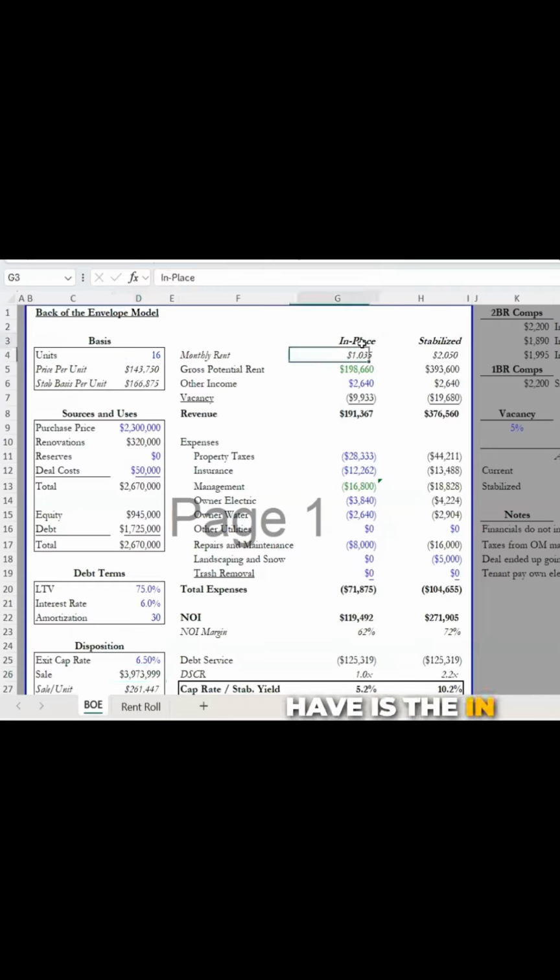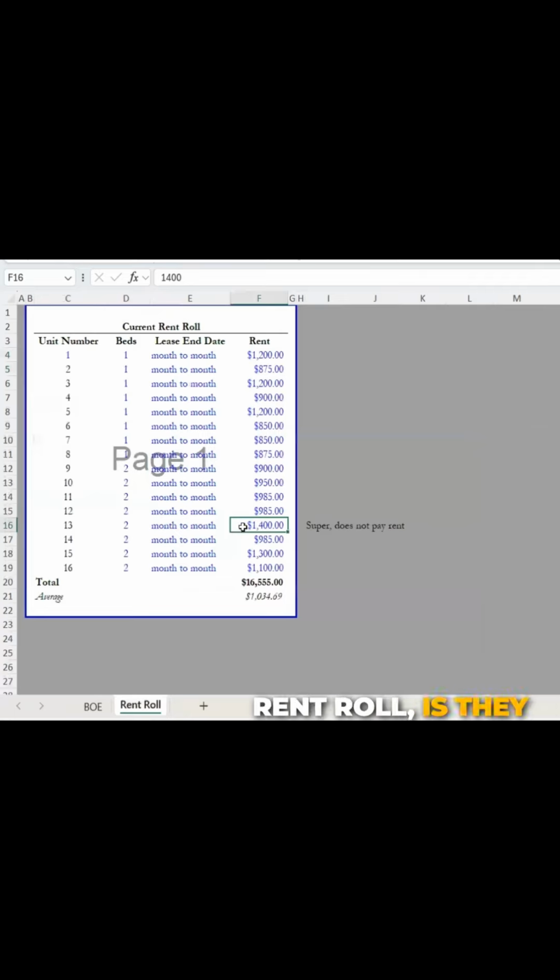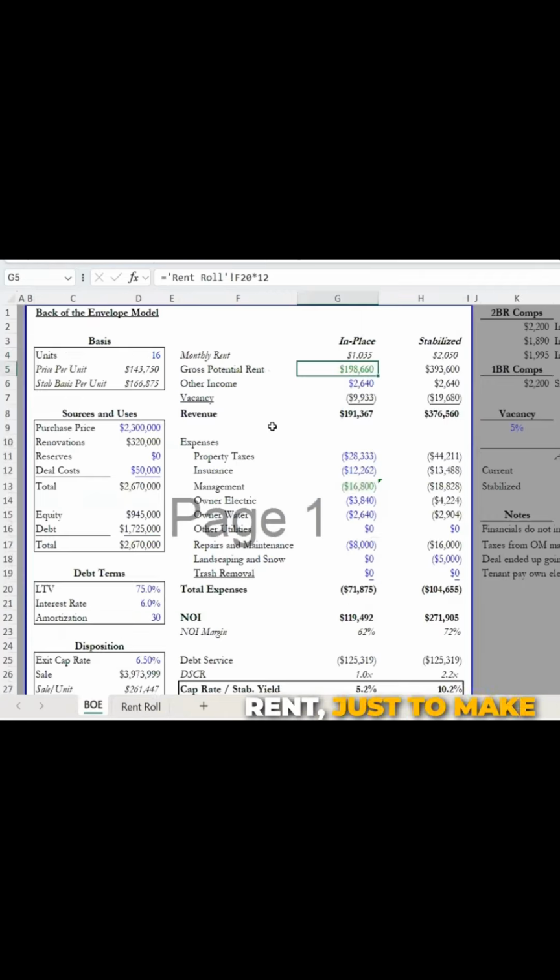So really what we have is the in-place income. This is exactly what they had in their rent roll. The one thing that did change in our rent roll is they had a super who didn't pay rent at 1,400. We're just going to assume they do pay rent just to make the numbers easy for now, and we'll just include a management fee instead. So should be able to make that easy. We're just backing it out. But that's the only reason for the different numbers there.